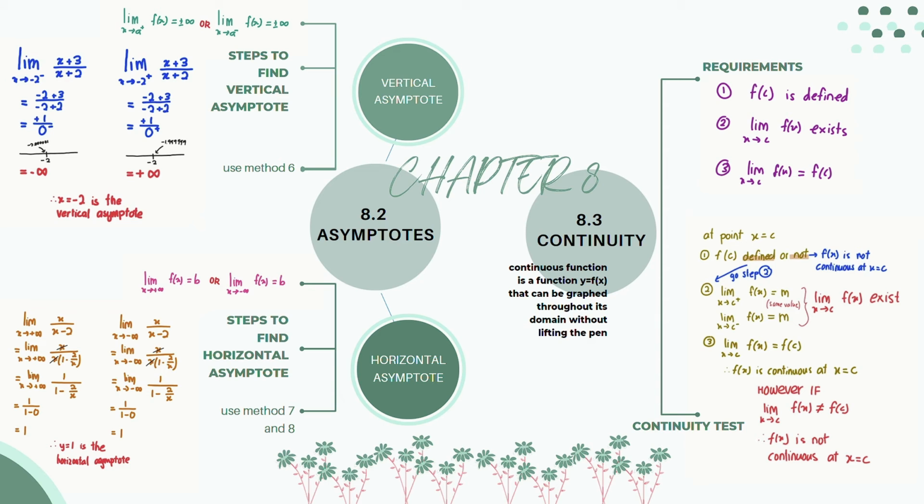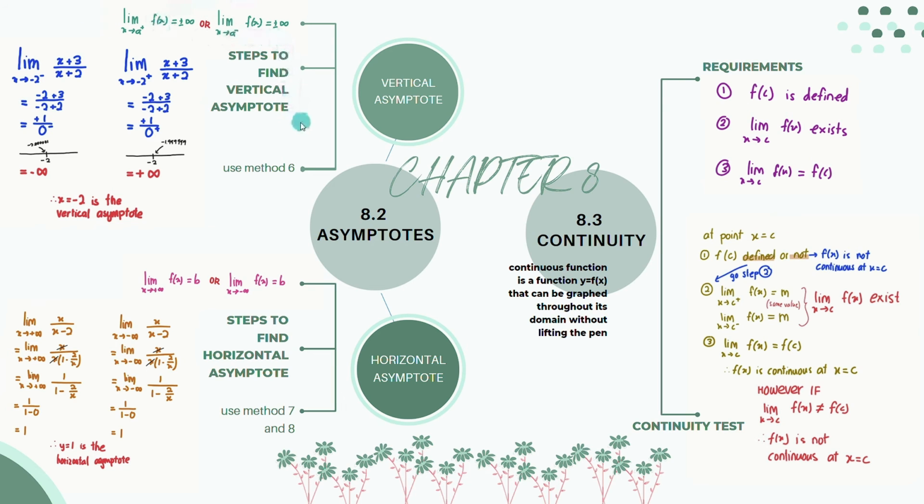First one is 8.2 asymptote. So we have vertical asymptote and horizontal asymptote. Starting with the vertical asymptote. Okay, so we have a line x equal to a is a vertical asymptote of the function if either the limit x approaching the value of a from the right and limit x approaching the value of a from the left of the function is equal to positive or negative infinity.